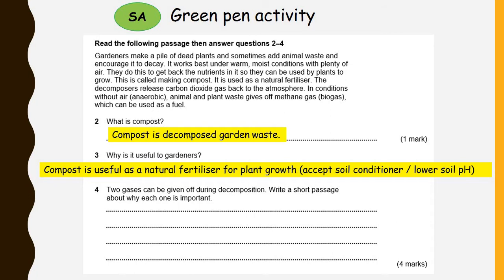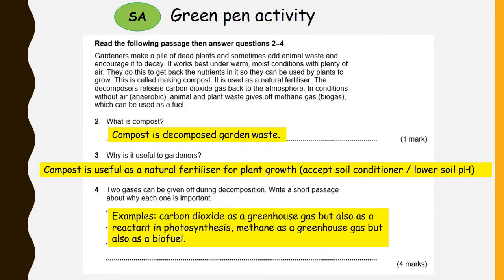Two gases can be given off during decomposition. Write a short passage about why each one is important. Well, carbon dioxide is a greenhouse gas, but also a reactant in photosynthesis. And methane is a greenhouse gas, but also a biofuel, which we'll come to later.